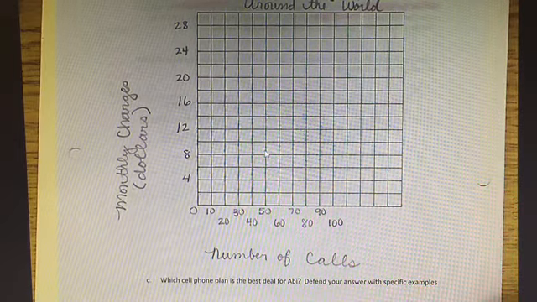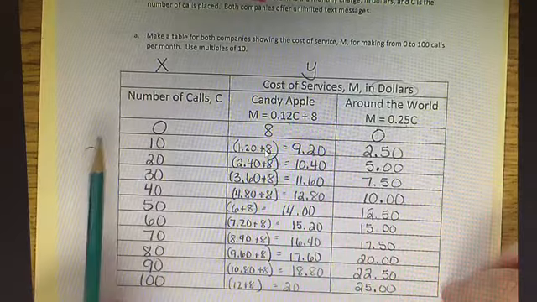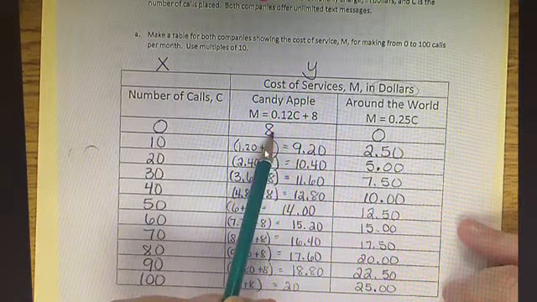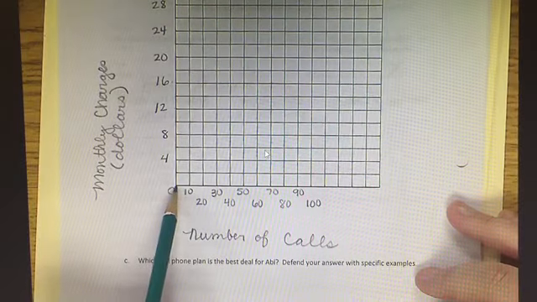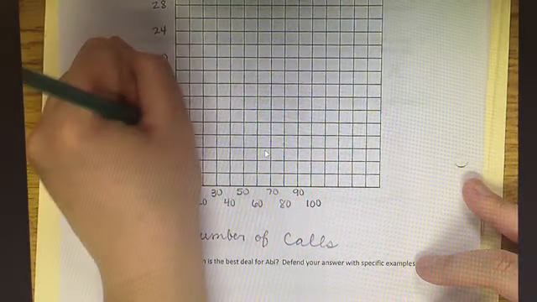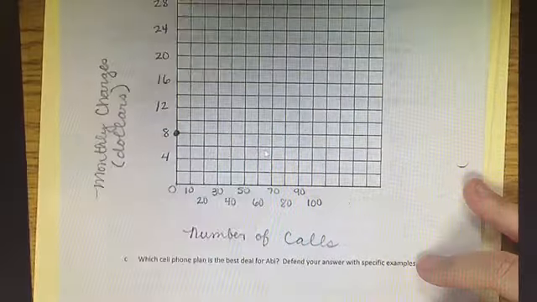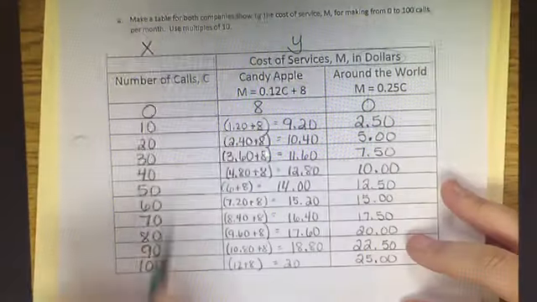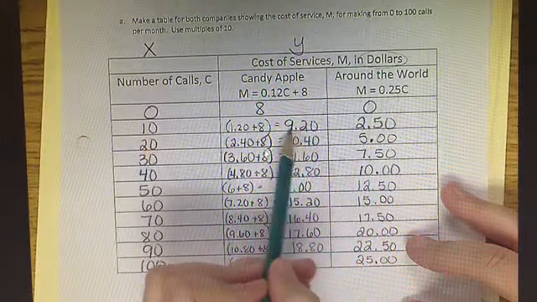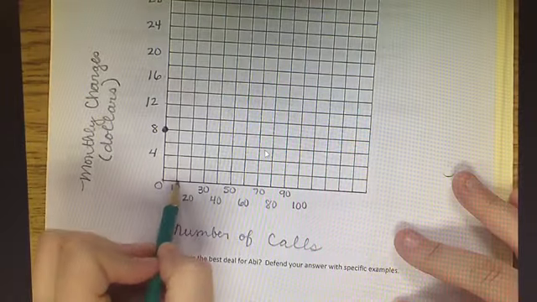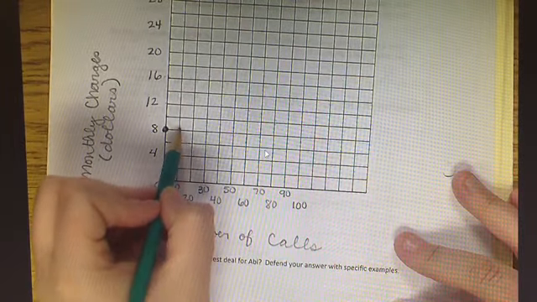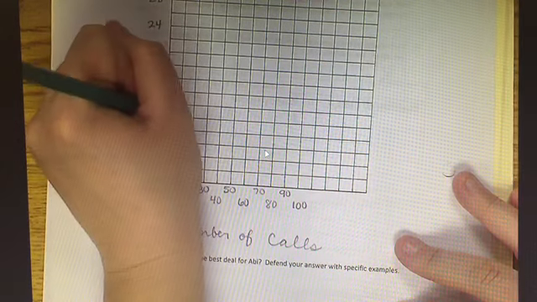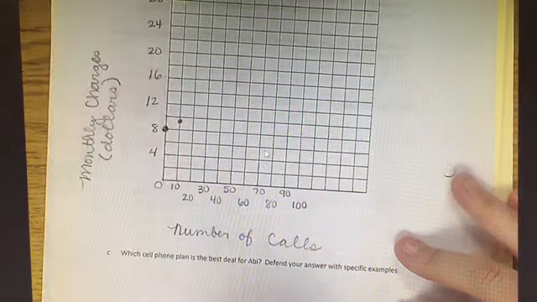Okay, and then your next task is we're just going to go ahead and plot these. Well, this is 0 and this is 8. Okay, so we're going to go 0 on the X and we're going to go 8 on the Y. And it's that simple. Okay, then our next one is 10 on the X and $9.20 on the Y. So we're going to go to the 10 and we're going to go to where $9.20 would be, which is somewhere right in here.